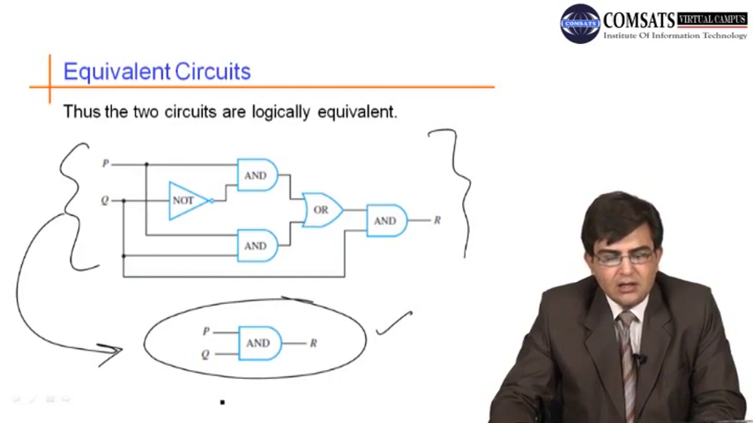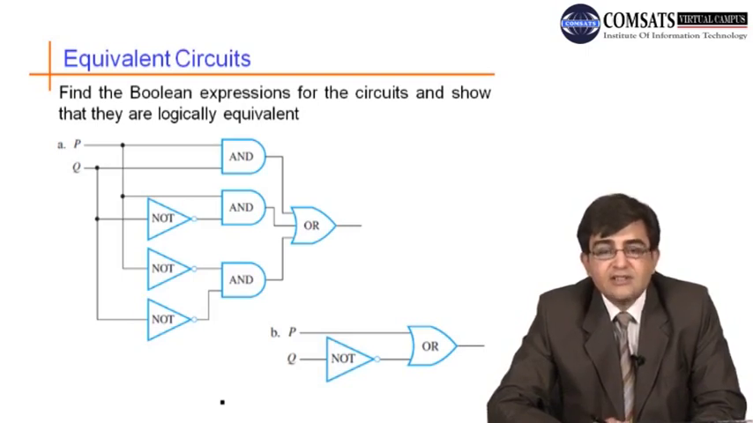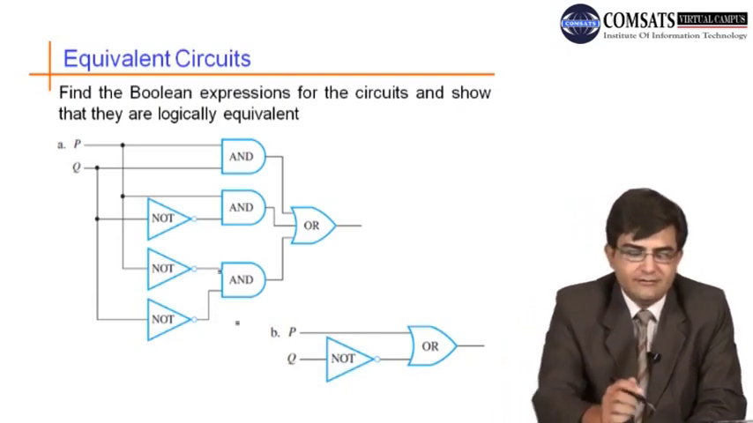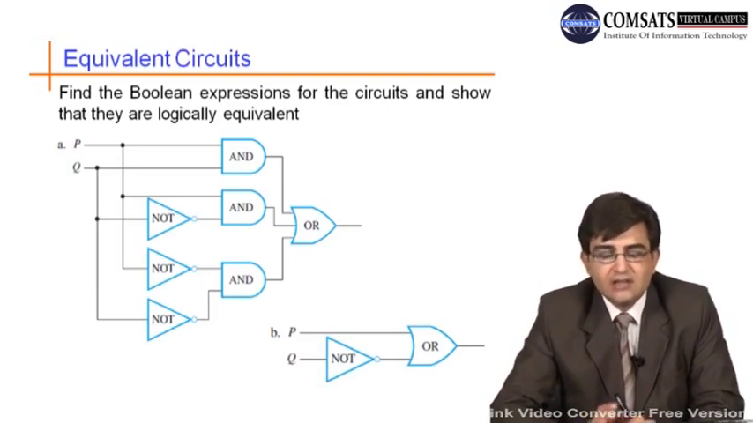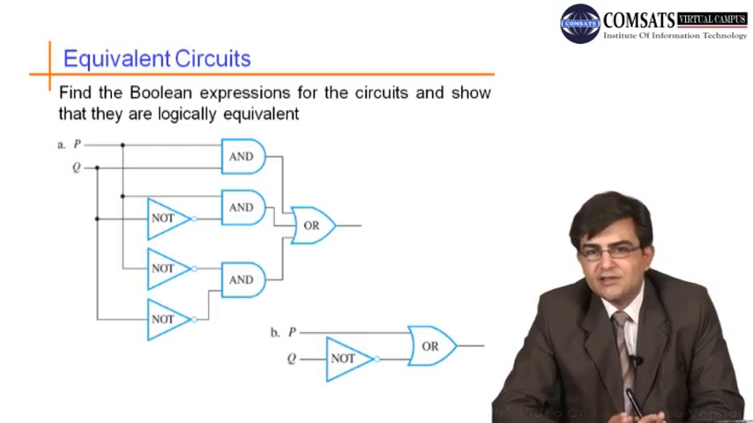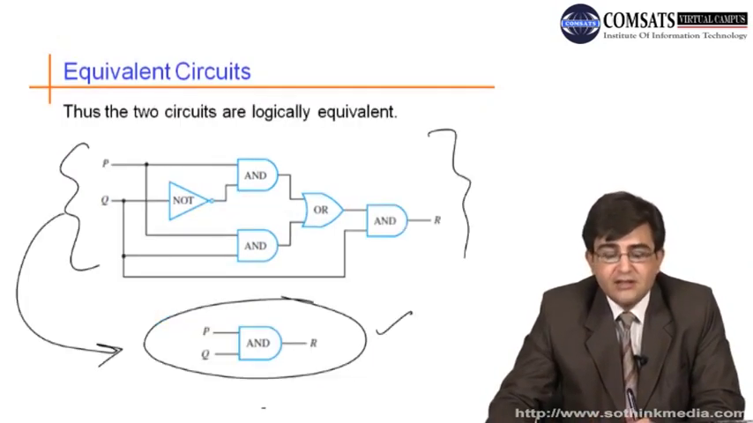Let's consider another example for the reduction of circuits or equivalent circuits. Here we have another circuit. Find the Boolean expression for the circuits. We have to find the Boolean expression first for the given two circuits A and B, and then show that they are logically equivalent. There are two ways to prove this. The first is to find the Boolean expression for both circuits, and then by using laws of logic, prove that this Boolean expression is logically equivalent to the Boolean expression corresponding to this circuit. This is the first way, which we have done in the previous example.